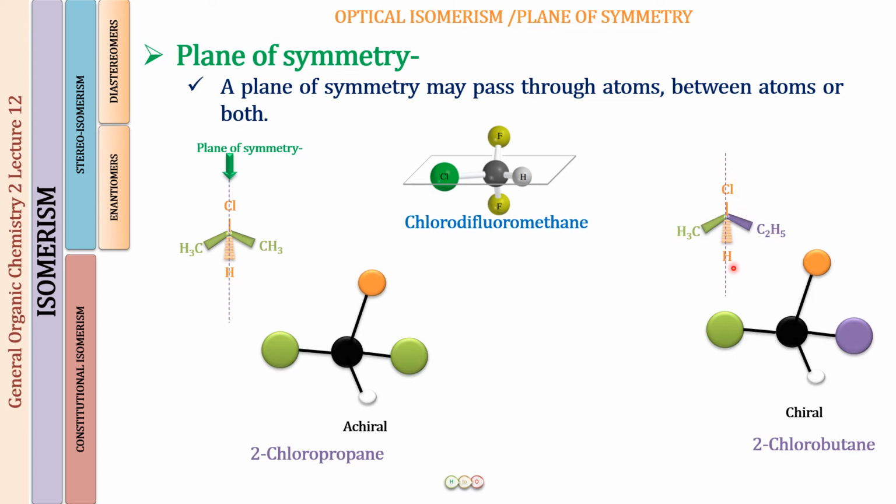When we drew a plane of symmetry, you can try finding out any other plane of symmetry. You will not find any plane of symmetry in this molecule. So this is going to be a chiral molecule, right? So I hope now you understand how you're going to identify a plane of symmetry. Let us see some more examples.